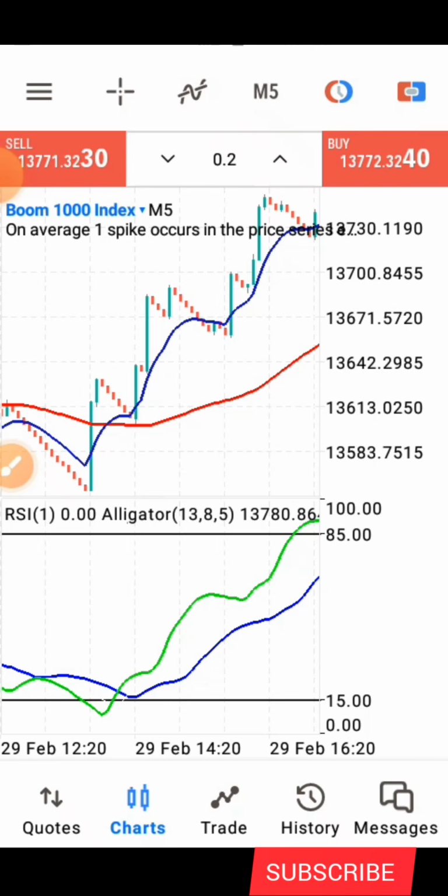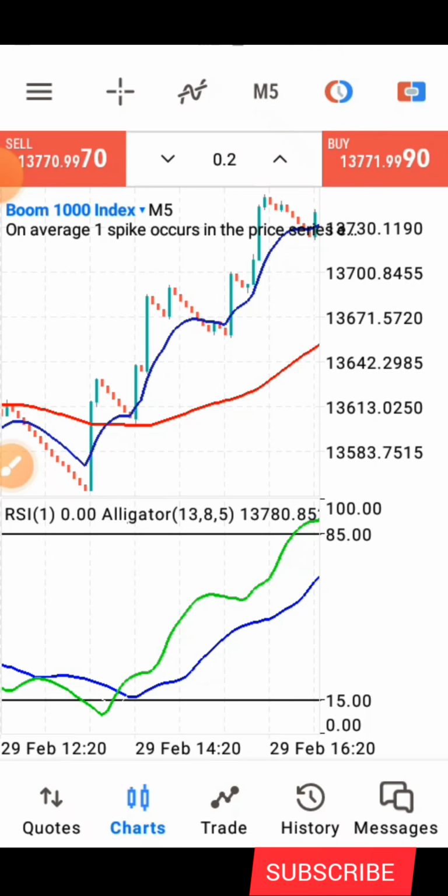Before I show you how the strategy works, I'm going to first share the indicator settings. After sharing the indicators and settings, I will show you how the strategy works. Make sure you stick to the video to the very end. Don't skip any part, because there is a lot of information I don't want you to miss.